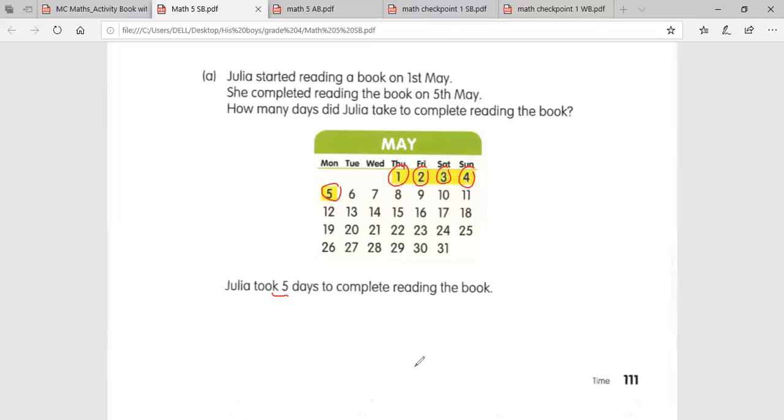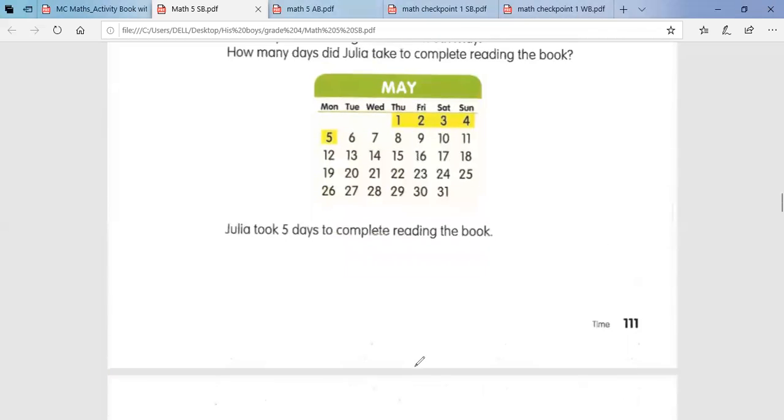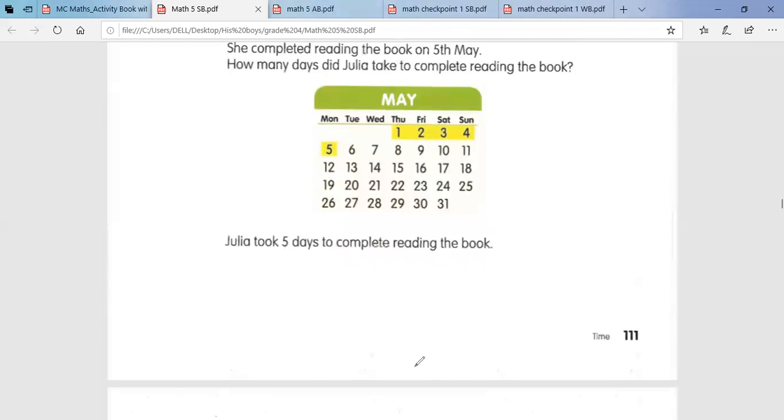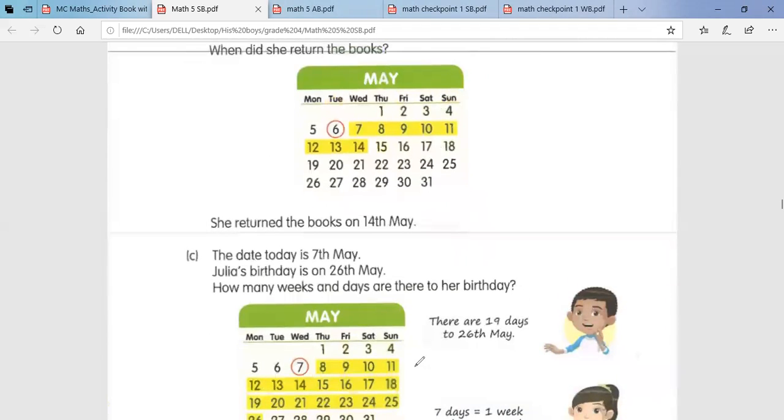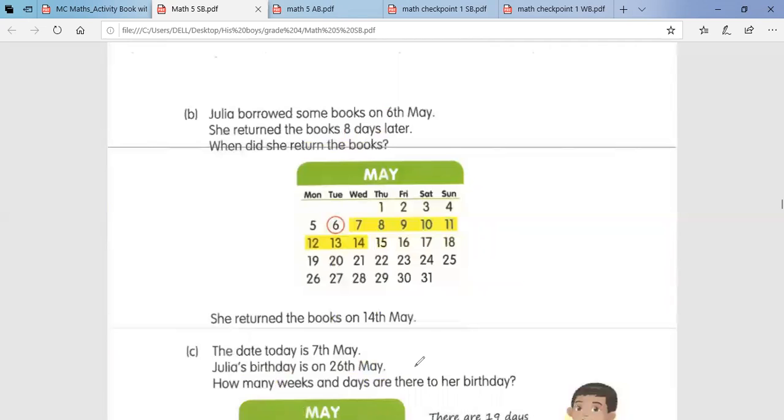Bilal, Muhammad Amjad. Okay, read B. Julia borrowed some books on 6 May. She returned the books 8 days later. When did she return the books?